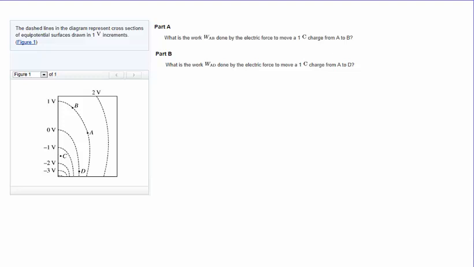The dashed lines in the diagram represent cross-sections of equipotential surfaces drawn in 1 volt increments. In parts A and B, we are to find the work done moving a point charge of 1 coulomb from one place to another. The key to solving this problem is located exactly in the language: find the work done.